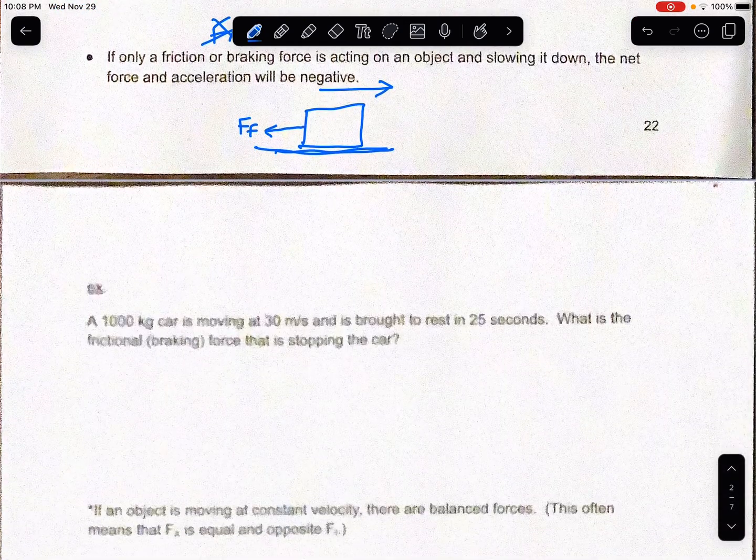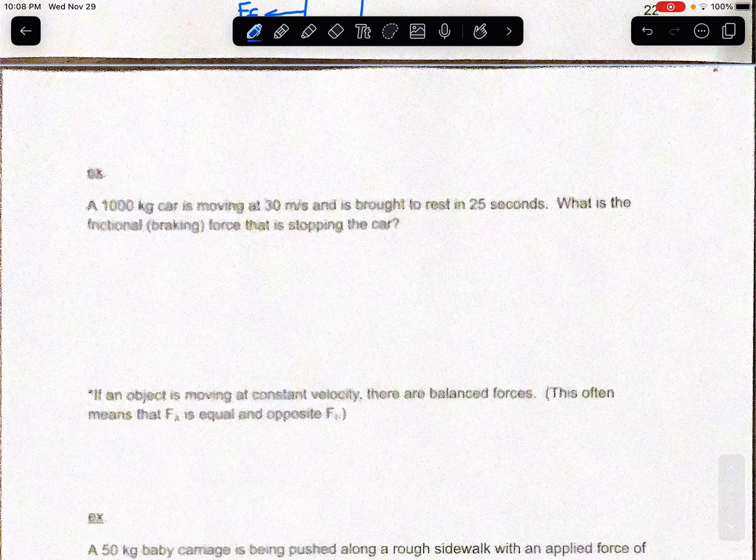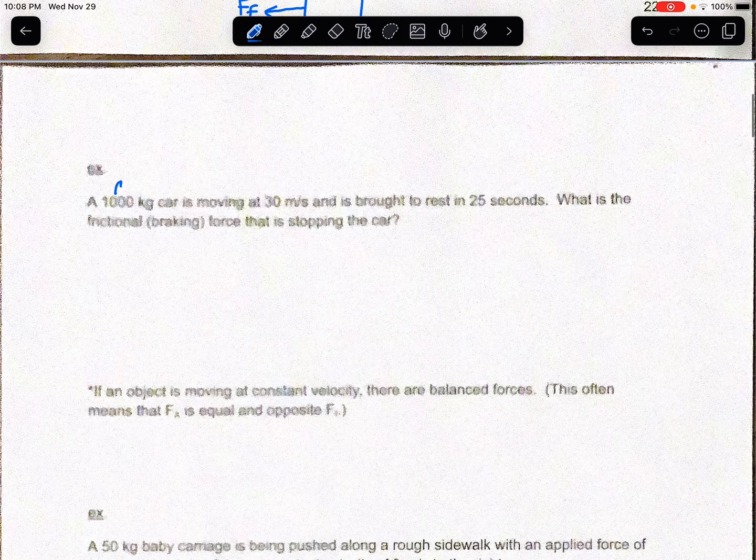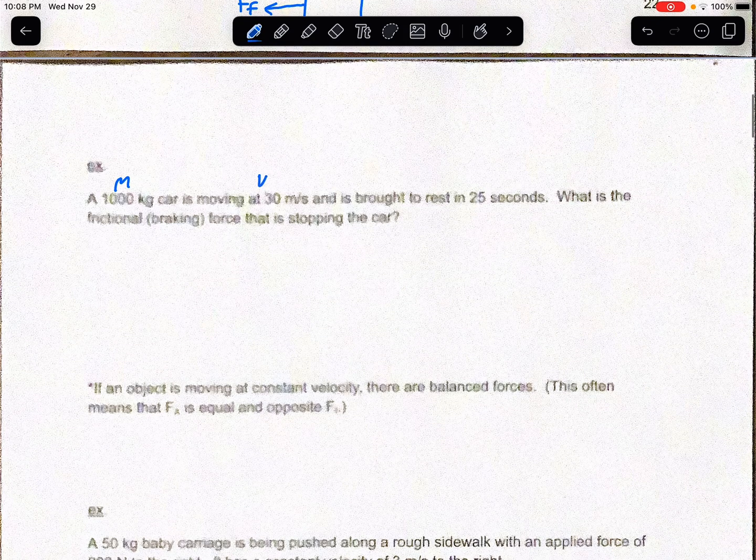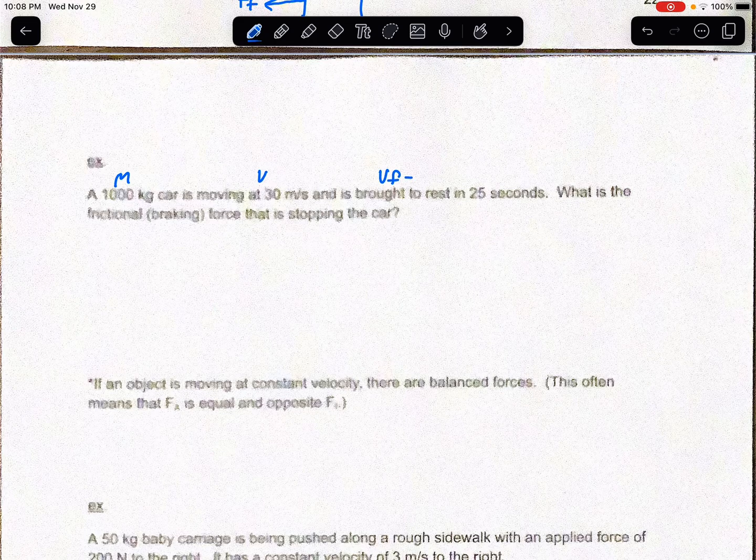Okay, so let's look at the next example. Sorry, this one kind of came out a little blurry. We have a 1,000 kilogram car, so there's your mass, moving at 30 meters per second. Okay, there's a velocity. We don't know which one it is yet. We'll find out. It is brought to rest. Okay, so that just told me that VF equals 0. That means this is VI.